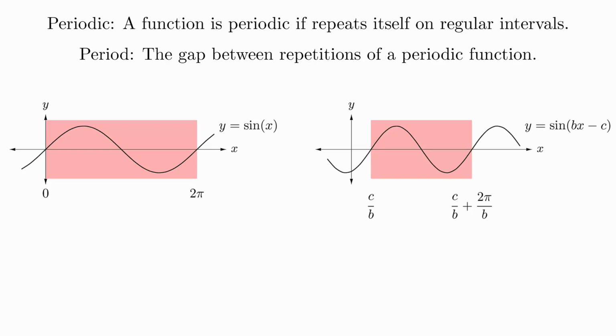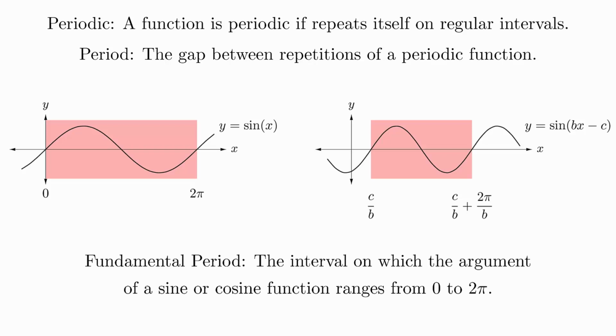One way we can keep track of the period is through the fundamental period. The fundamental period is the interval on which the argument of the sine or cosine function ranges from 0 to 2 pi. As the horizontal shifting and stretching is applied, the fundamental period will shift and stretch as well. However, it will always encompass exactly one period of the functions. And by keeping track of this, we will always know what the period of the final graph will be. While there are formulas for this, we will be tracking the fundamental period through the chart of key values that we introduced in the previous video.